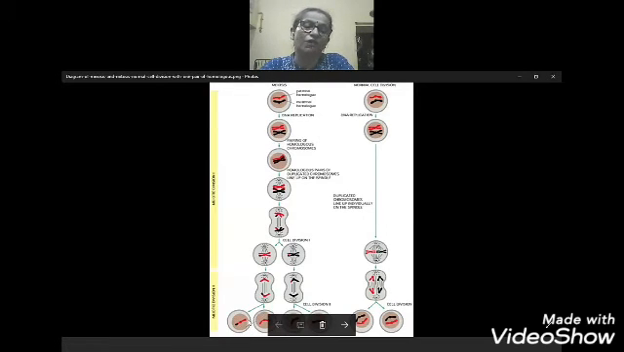That process is called transcription, which you will all study in higher classes. Is it clear? So this is a typical meiotic division.